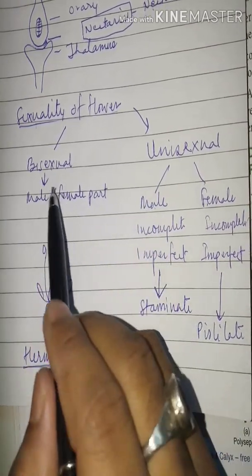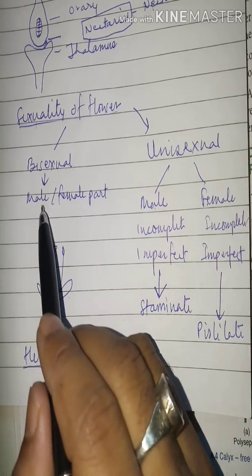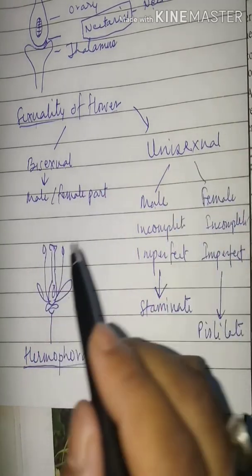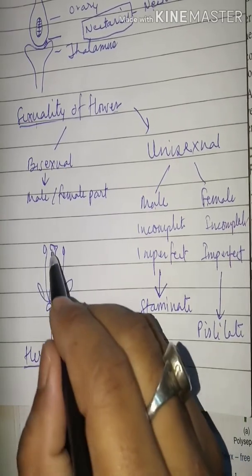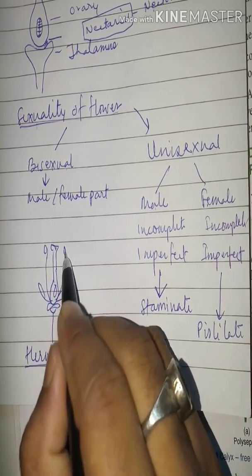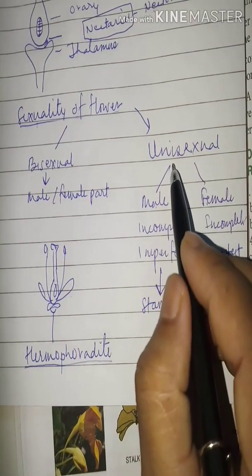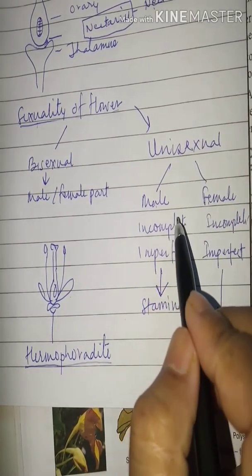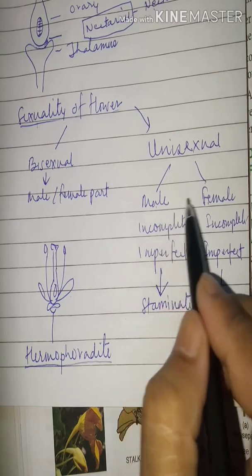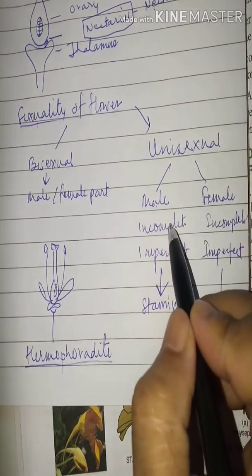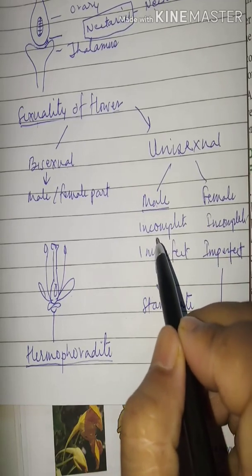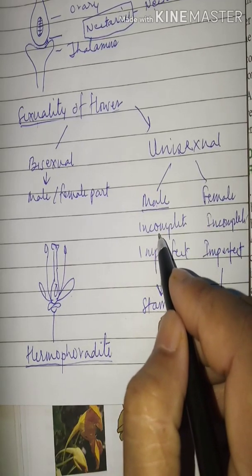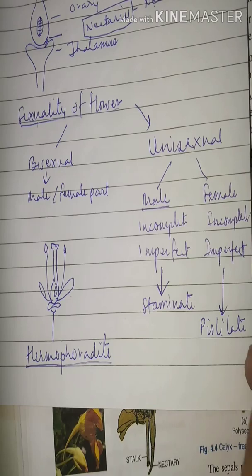If it is bisexual, it contains both the male and female parts. So this is the typical bisexual flower that contains female as well as male parts. If it is unisexual, it contains either male or female. If it only contains male parts, then such flowers are known as either incomplete or imperfect.